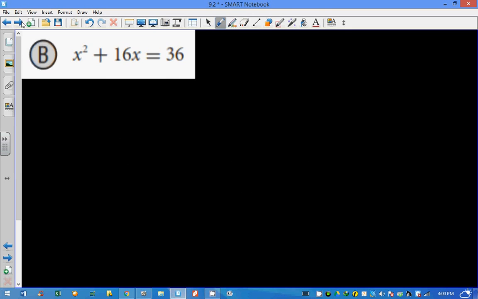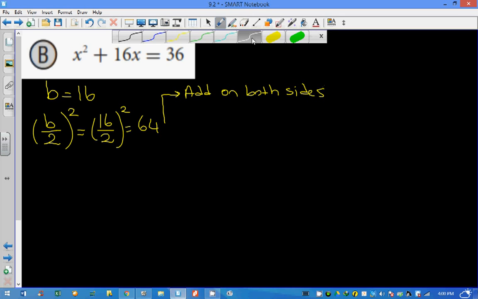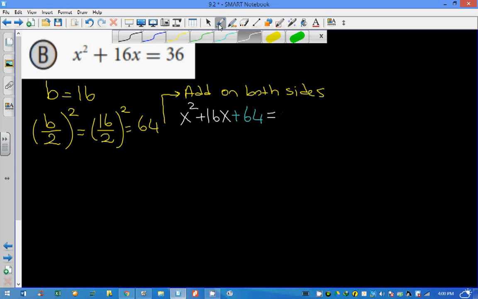So next problem, we have to identify b first. b equals 16, and (b over 2) to the power of 2, which is (16 over 2) to the power of 2, is going to be 64. 64 should be added on both sides, and it will be x squared plus 16x plus 64 equals 36 plus 64.